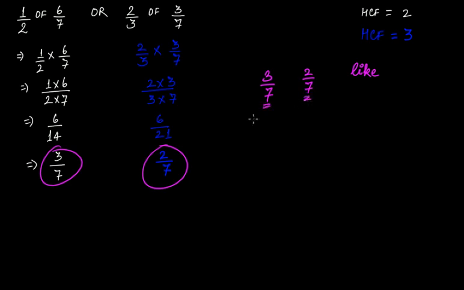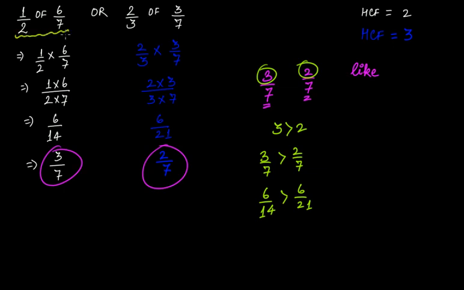Now we can compare. So we have 3 by 7 and we have 2 by 7. The denominator is the same. You need to simply compare the numerators. 3 is greater than 2. It means 3 by 7 is greater than 2 by 7. It means that 6 by 14 is greater than 6 by 21. That is, this multiplication is greater than this multiplication.